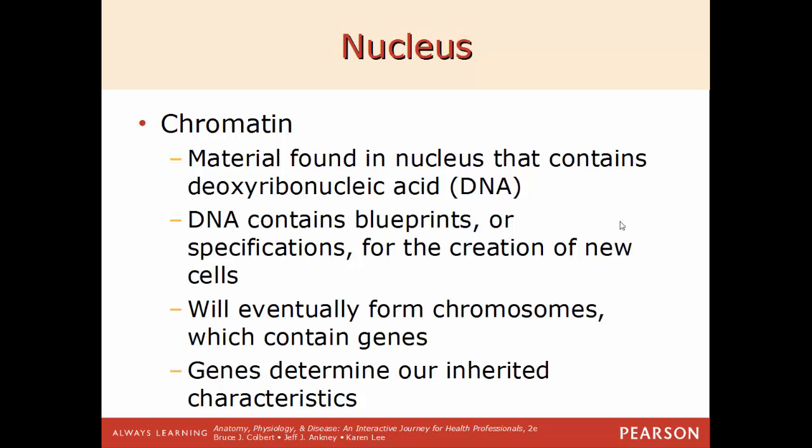Within the nucleus, you'll find a material called chromatin. This is the material that's found in the nucleus that contains your DNA, the deoxyribonucleic acid. Now, this DNA is what will make you, you. This will contain the blueprints or the specs for the creation of a new cell. So this will eventually form chromosomes, which will have genes, which will pass on our genetic information from parent to child and so on. So the chromatin is one of the many things found inside the nucleus.